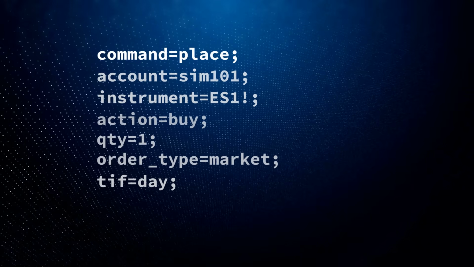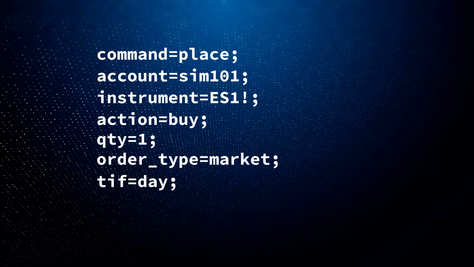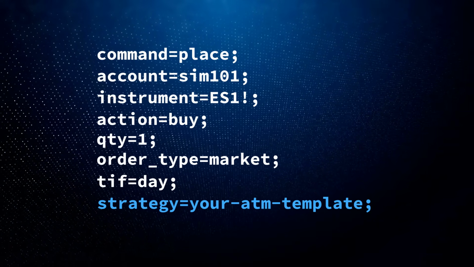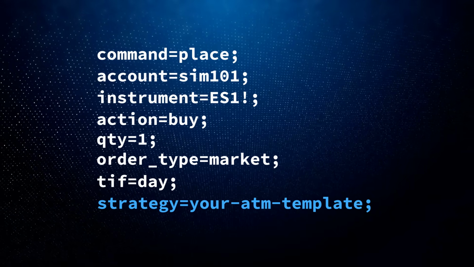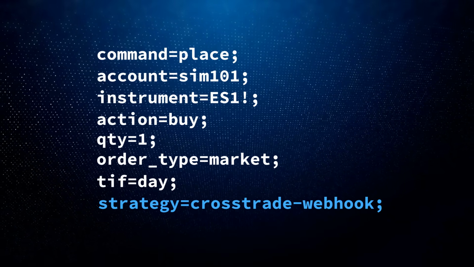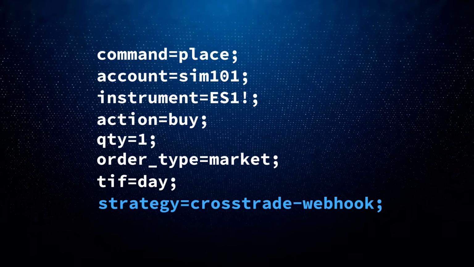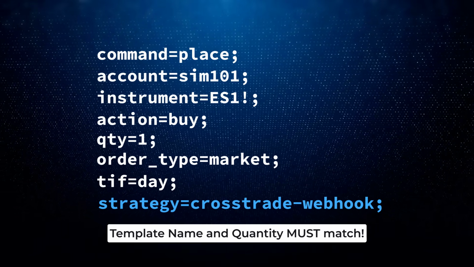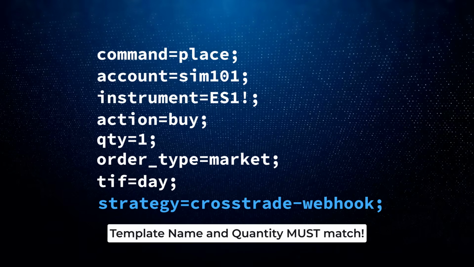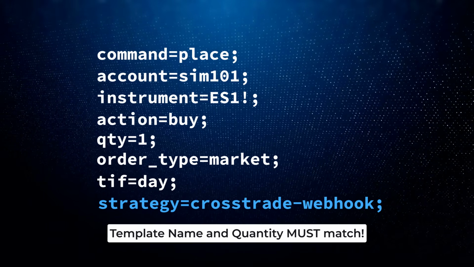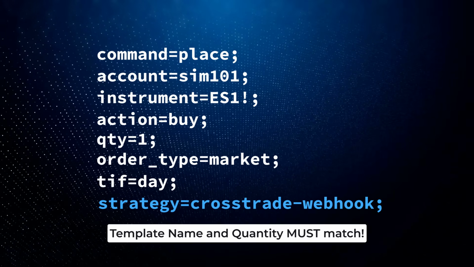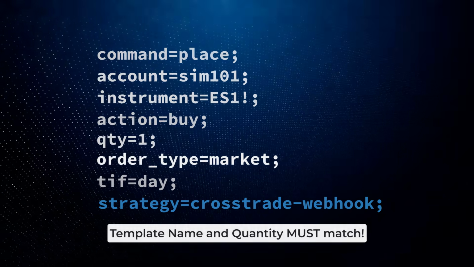To apply an ATM template to your place command, add the strategy line and the saved name of your ATM template. For example, if my ATM is saved as CrossTrade Webhook, then I would add it here like this. When using ATMs, it's important to ensure the name and quantity are a match between the alert payload and the saved template. If the name or quantity do not match, the ATM will not open.